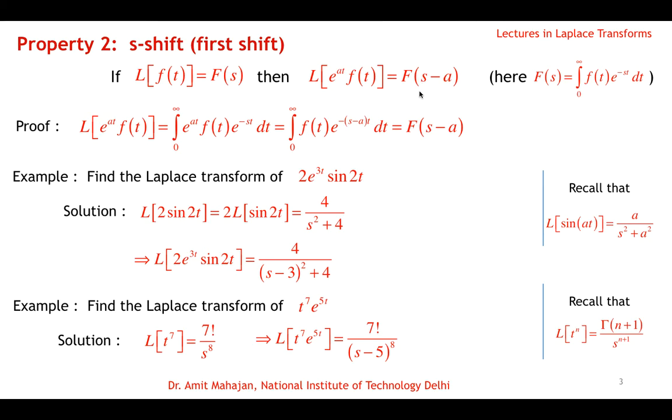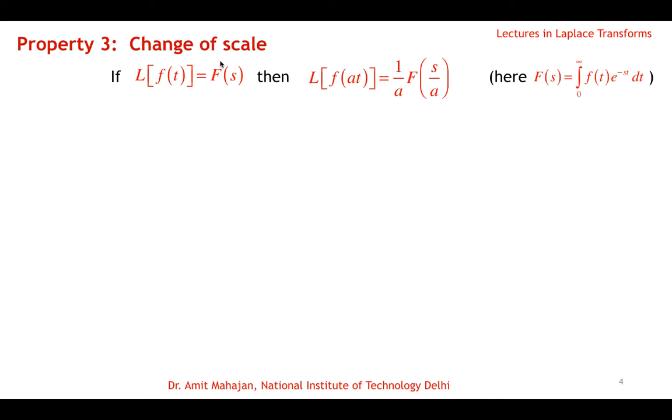Property 3 is change of scale. Again it says that if the Laplace of a function is known, the Laplace of f(t) is F(s), where F(s) is this integral, then the Laplace of the function of at, so the scale of t is changed to a times t, is equal to 1 by a F(s by a). So we change s to s by a, and the whole answer is multiplied with 1 by a.